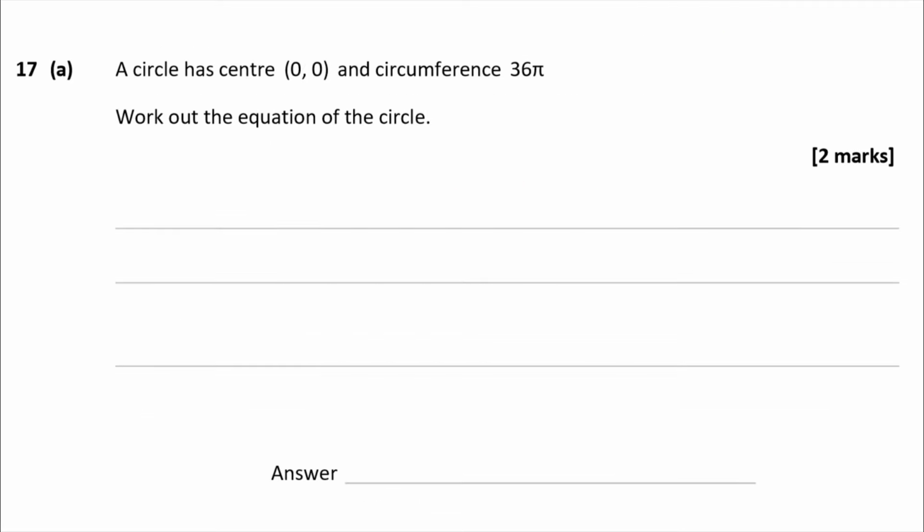17a, a circle has center 0, 0 and circumference 36 pi. Work out the equation of the circle. Well, we know two formulas for circles: cherry pie delicious and apple pies are squared. Here we've been given the circumference. Circumference is pi times the diameter, or another way of saying that is pi times 2 lots of the radius, or 2 pi r. I think I might use that version here because I need the radius for the equation of the circle.